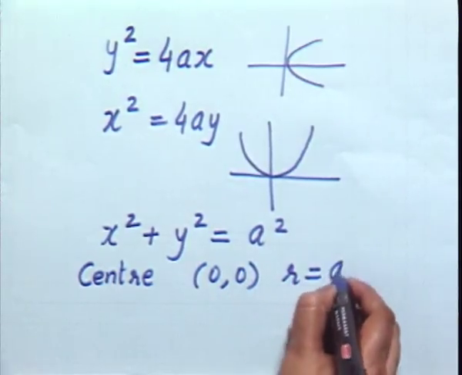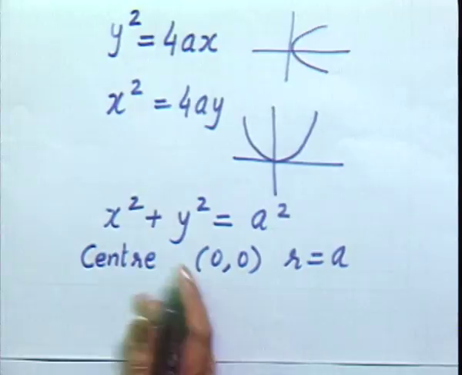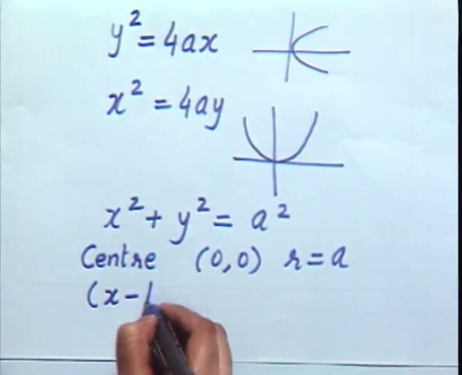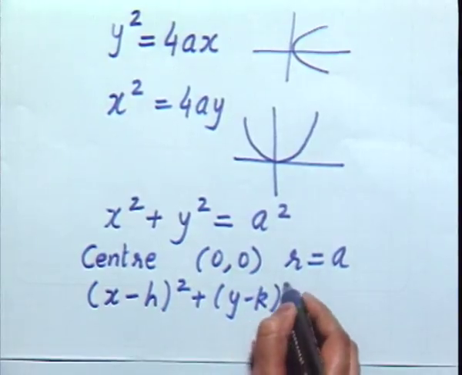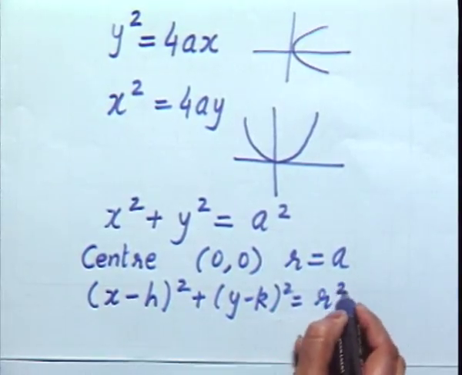Well, the radius is a. If I have another center, the equation will look like (x − h)² + (y − k)² = r². And let's see how definite integrals help us in finding the area of bounded regions.